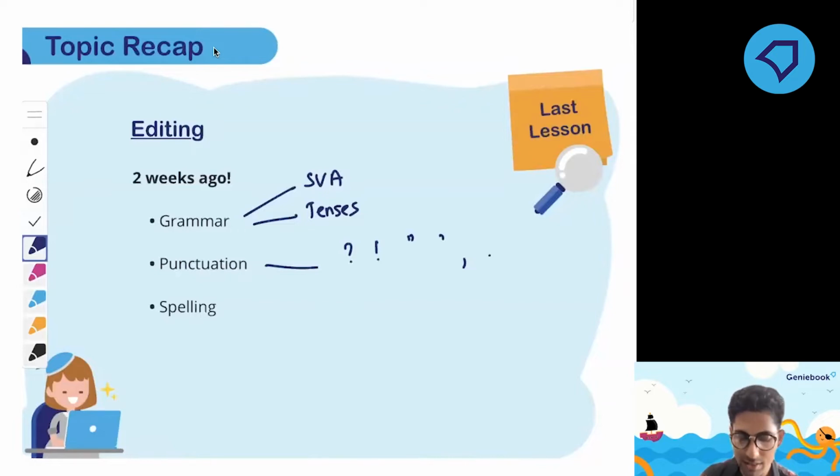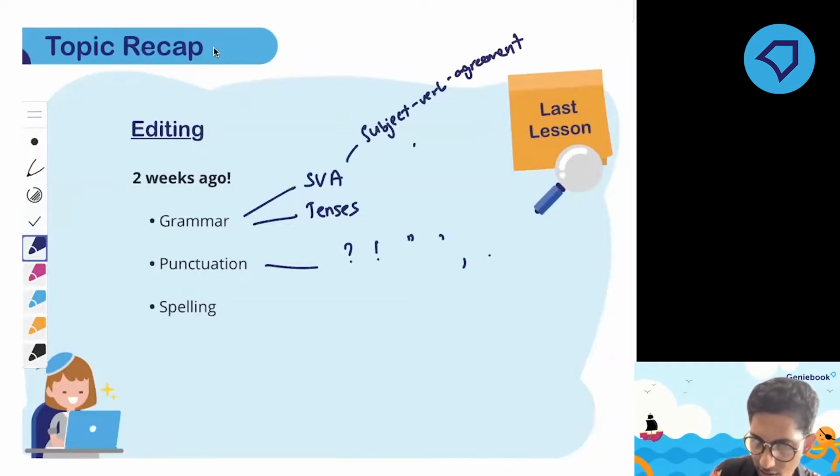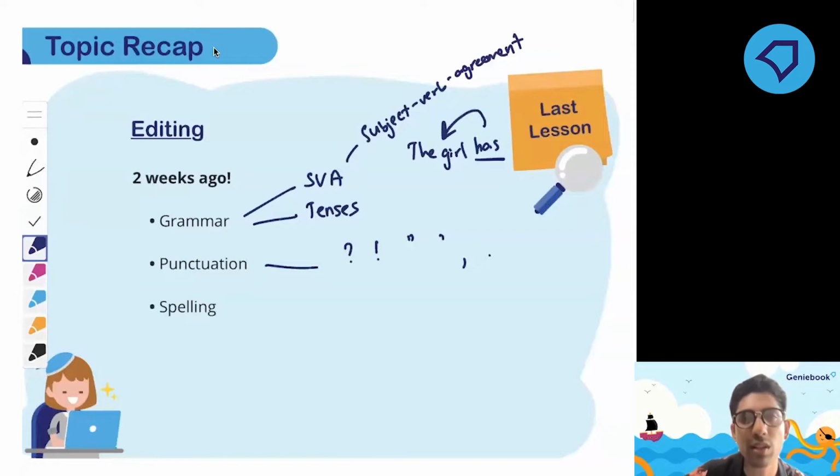And what is SVA? SVA stands for subject-verb agreement. So for example, if I want to say the girl, is it has or have? I have to write has, because the verb has must agree with the singular subject girl. Girl is singular, so we use has. That's what subject-verb agreement is, okay?